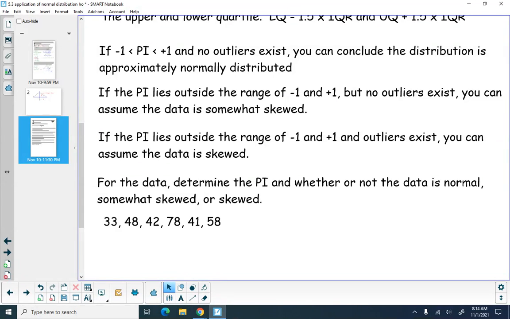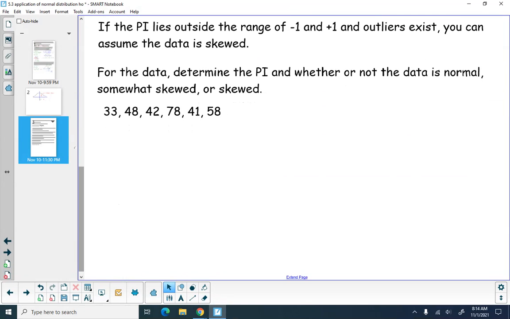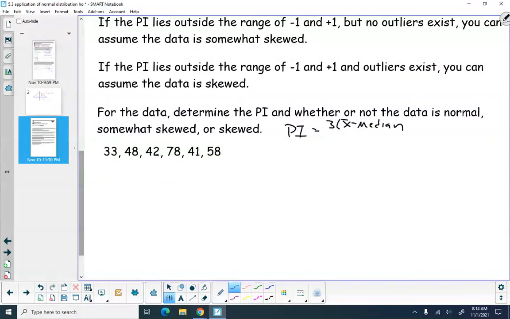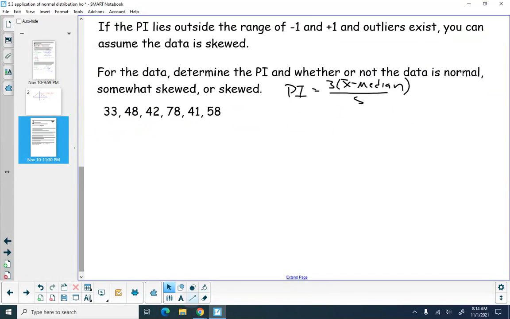Given a set of data, we want to determine a Pearson's index and see if we have some skewness here. Well, we have 3 times x bar minus the median divided by the standard deviation. So we need to calculate the x bar, our mean, our median, and our standard deviation, which takes us back into the first chapter.